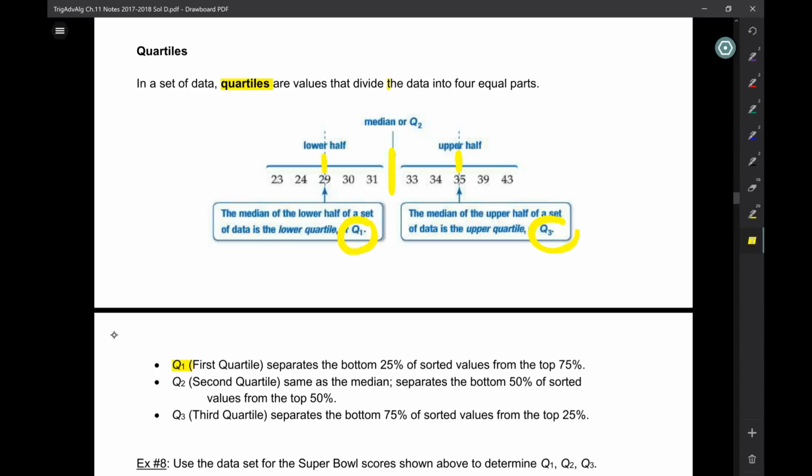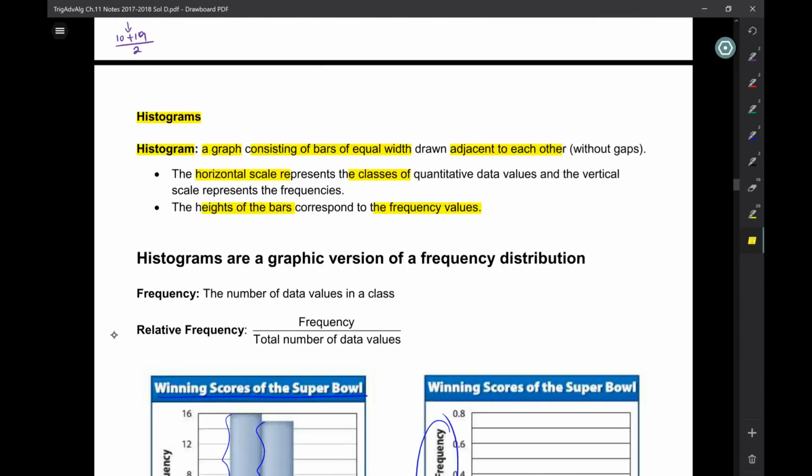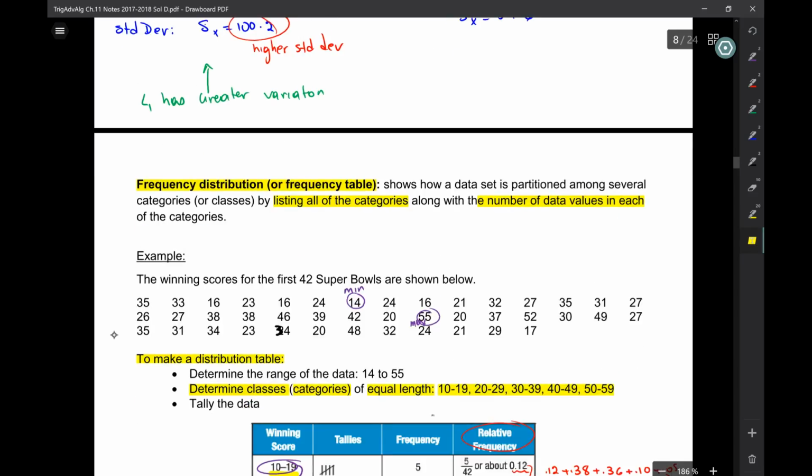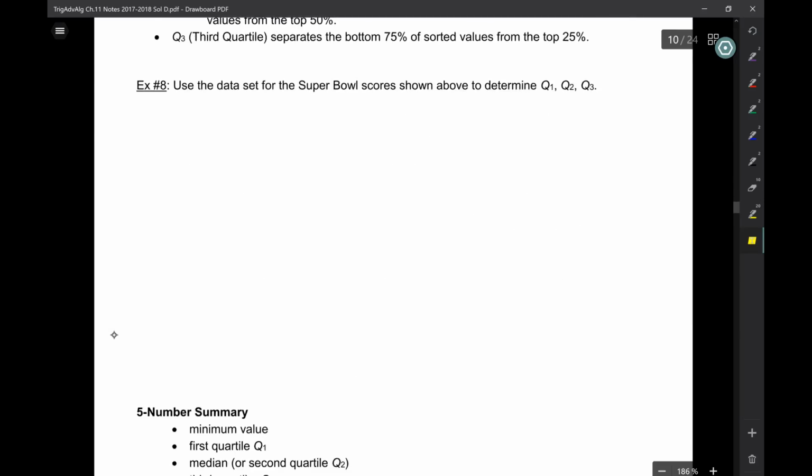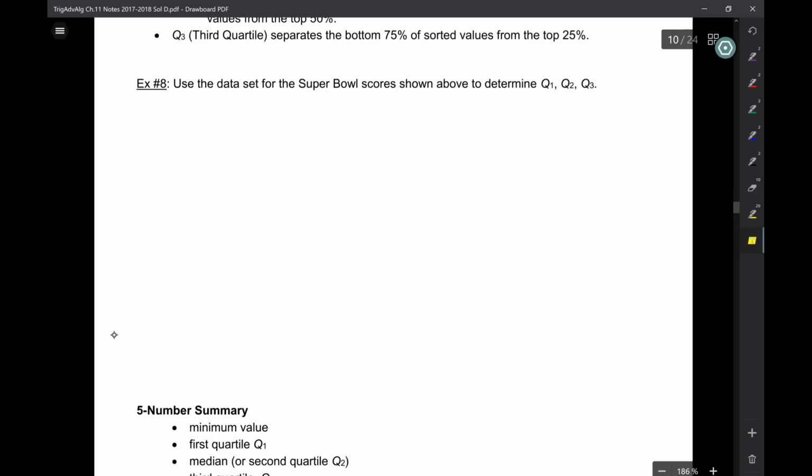Okay, so we're gonna do that for this now. For the Super Bowl scores. Okay? Yeah. What are the stats in like the Trig class?